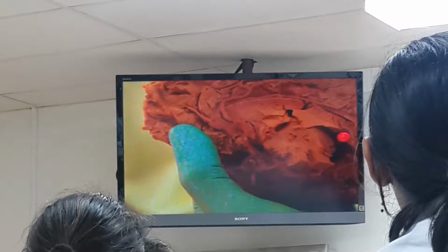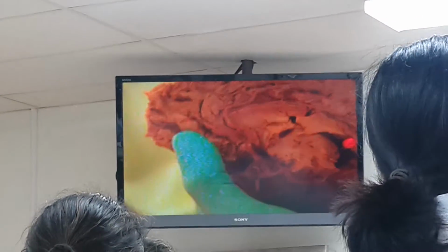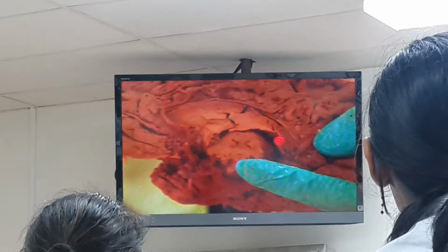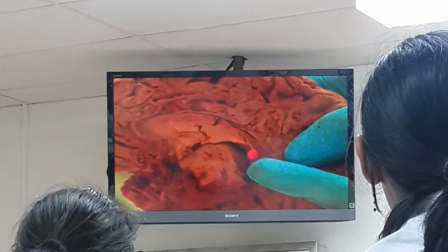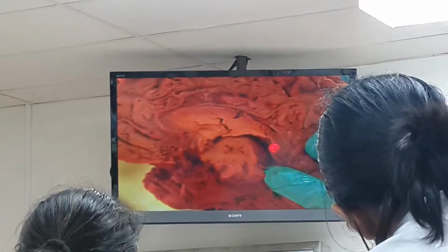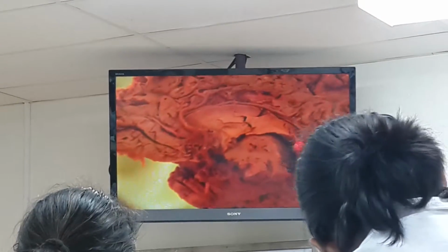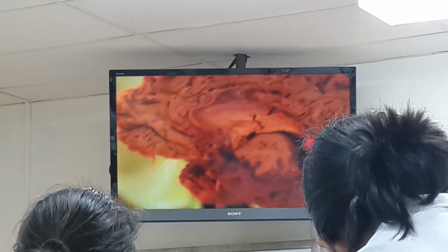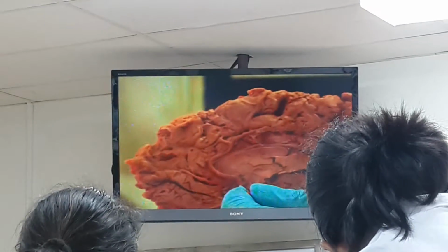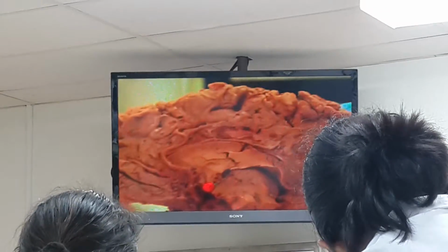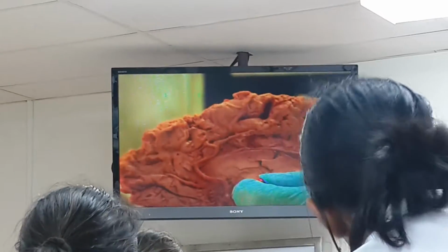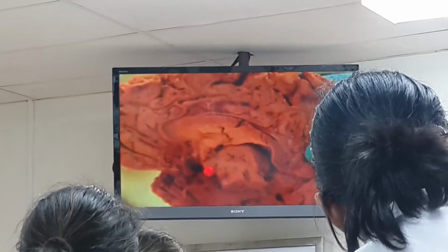It lies above the superior colliculus of the midbrain. So this is the midbrain; it lies just above that. Behind the midbrain there is the collicular layer: superior colliculus and inferior colliculus. So the posterior thalamus is just above the superior colliculus of the midbrain. This is the posterior thalamus, and here is the anterior thalamus, just behind the foramen.